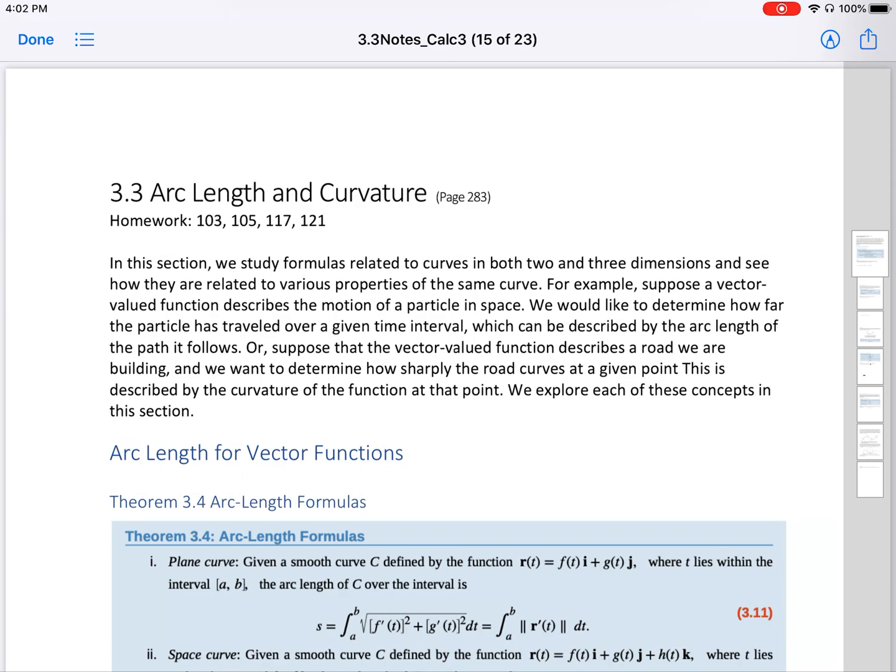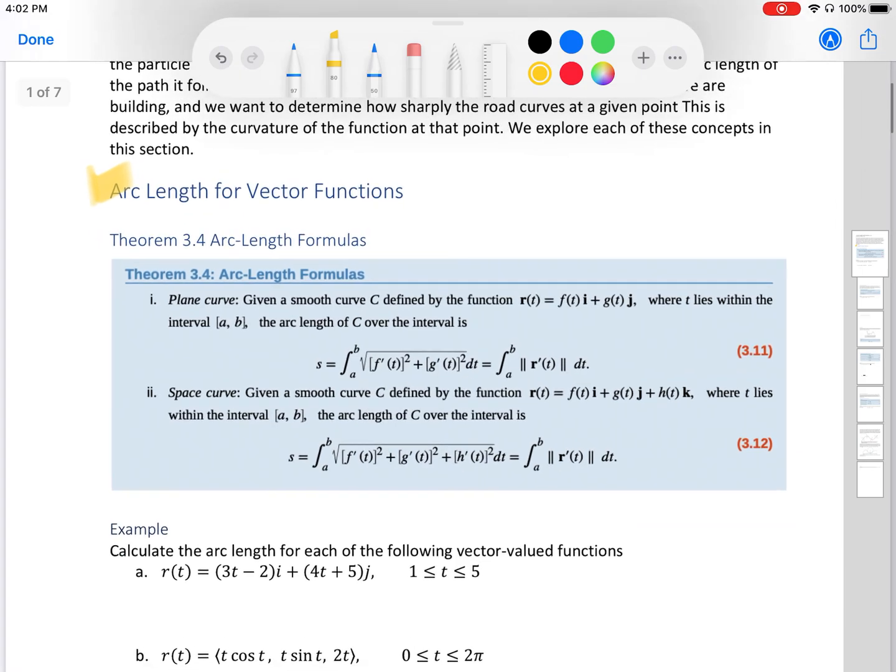Or suppose that a vector valued function describes a road we are building, and we want to determine how sharply the road curves at a given point. This is described by the curvature of a function at that point. We explore each of these concepts in this section. Let's begin with the arc length of a vector valued function.